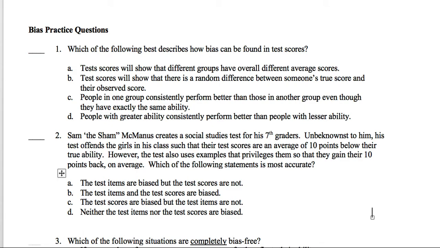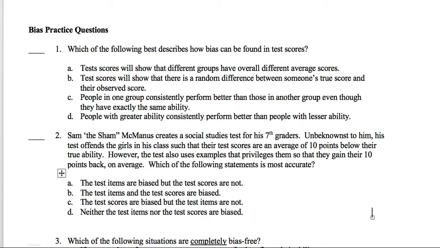C, people in one group consistently perform better than those in another group even though they have exactly the same ability, is the right answer, because if we have the same ability, sometimes you should do better than I do, sometimes I should do better than you do, and overall we should be about the same. But if you are always doing better than me even though we have the same ability, well, then something's going on, and I have the systematic error I was talking about.